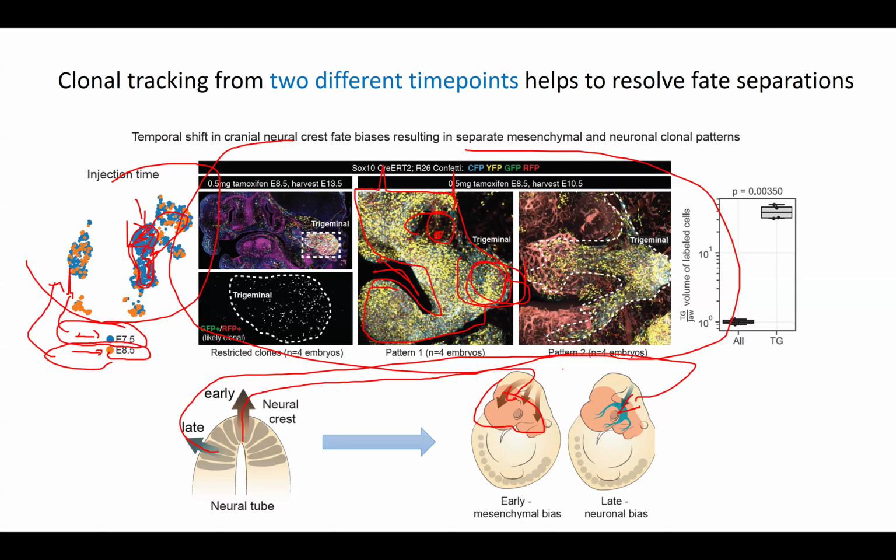And if we do it slightly later, we see only the ganglion with its branches being traced. And actually, this is the eye, and this is the mouth, and all these things appear largely untraced. So there is a big distinction between these two things that we see here.